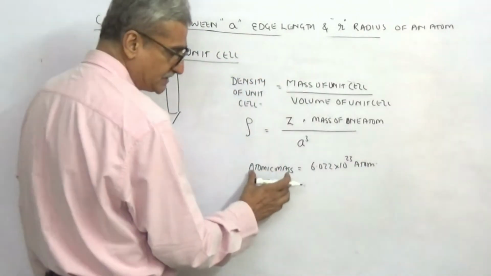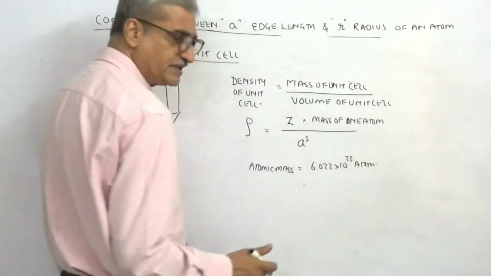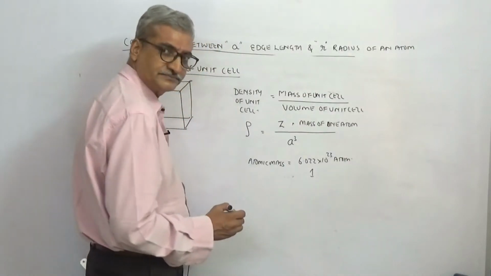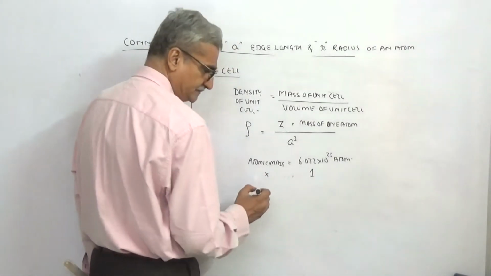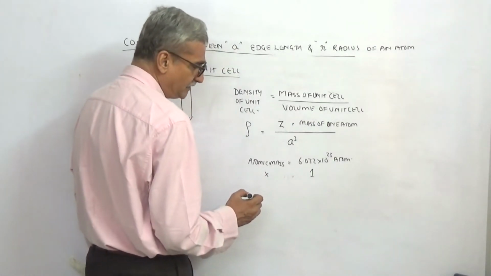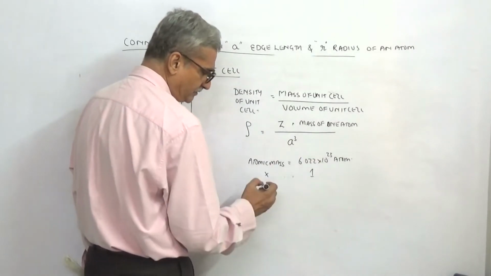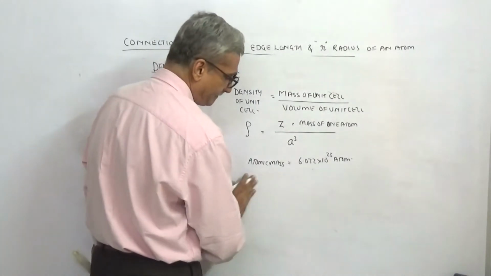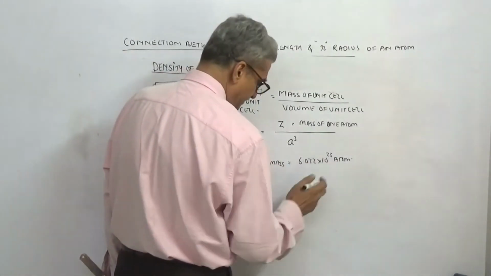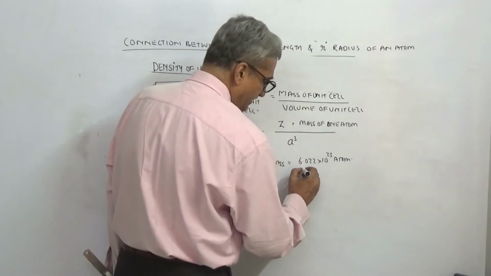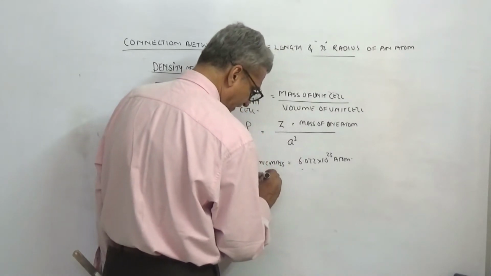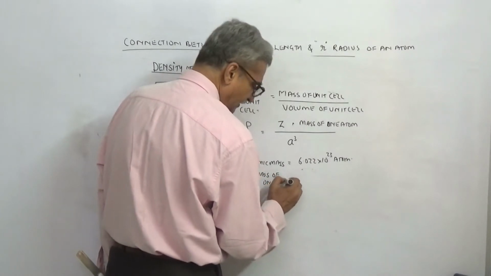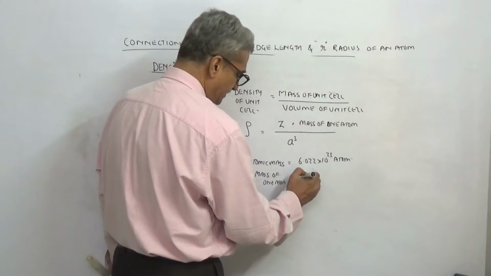So this mass represents the mass of 6.022 into 10 raised to 23 atoms. So the mass of one atom will be x. How much will that be equal to? Cross multiply. So x is the mass of one atom. Atomic mass is equal to this. So the mass of one atom will be equal to what? X.